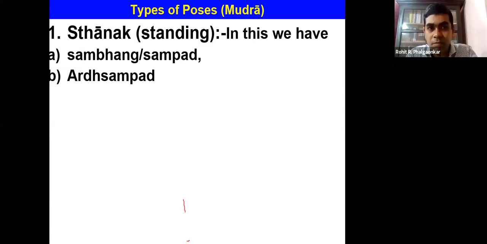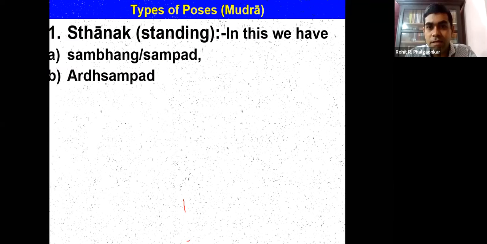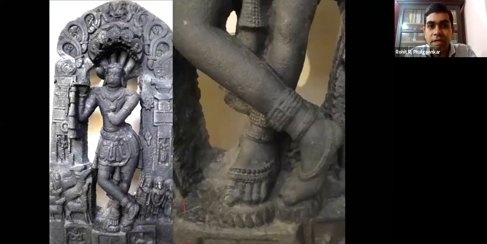Then you have Ardha Samapada. Ardha is half, and Samapada, again, you can see here one more sculpture of Krishna, who is worshipped as Gopinath. Today it is in the museum of Goa state, shifted to the old Adil Shah's palace. And here you can see the feet, they are half. They are not completely in one straight symmetry.